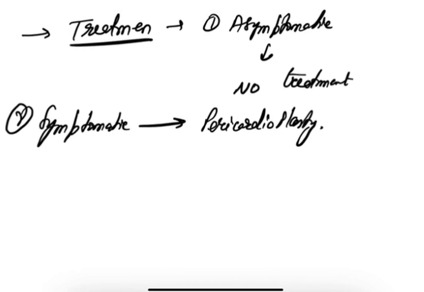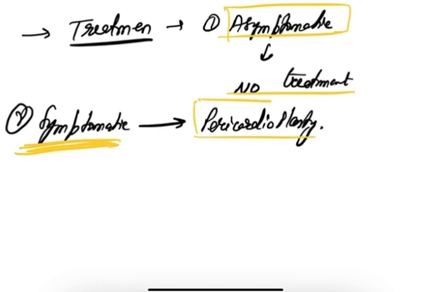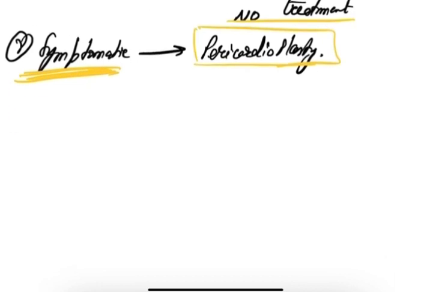So how do we treat? If the patient is asymptomatic, no treatment is required. But if the patient is symptomatic, pericardioplasty is done.